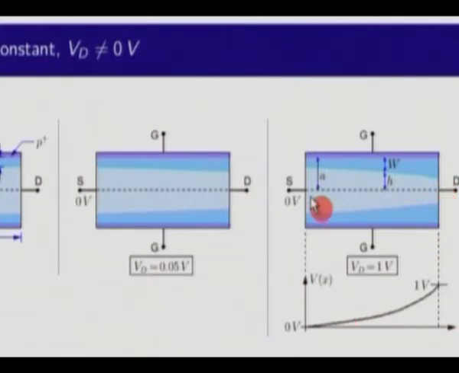And if you plot the potential from source to drain along, let's say, this line, that would look something like this. So it is at 0 volts here, it is at 1 volt here, that's because you applied a 1 volt drain voltage, and it will vary in some manner. We don't know what that form is, but it will vary in some continuous manner between 0 and 1.